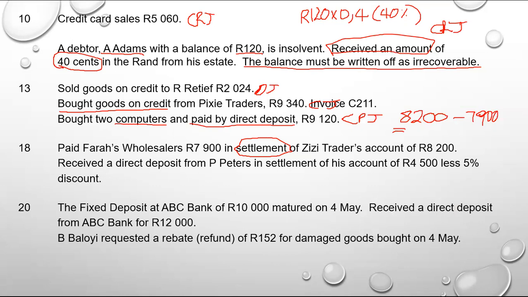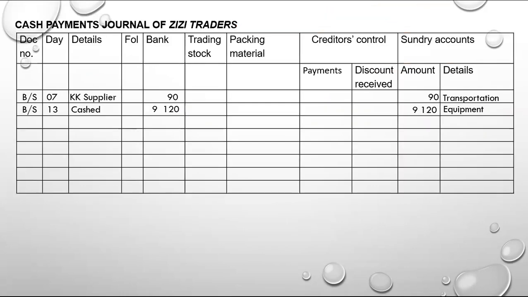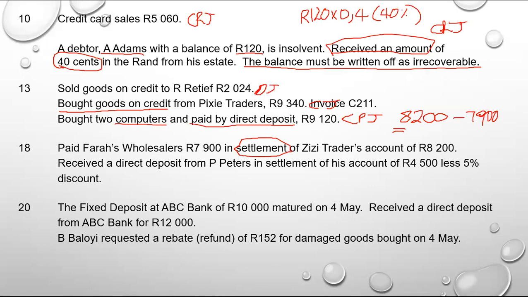Let's record it in the cash payments journal. So we're going to have BS. Did they say it's a direct deposit? No, they didn't say it's a direct deposit. I was reading something else, that is a different transaction. They just said we paid Farah's wholesalers in settlement of our account.